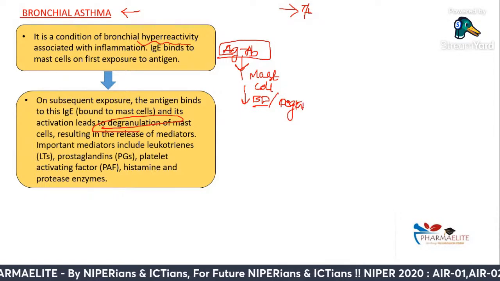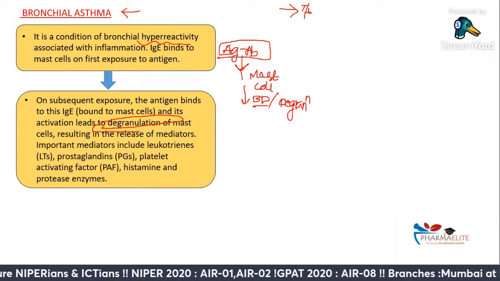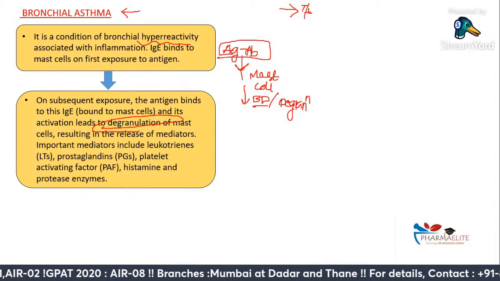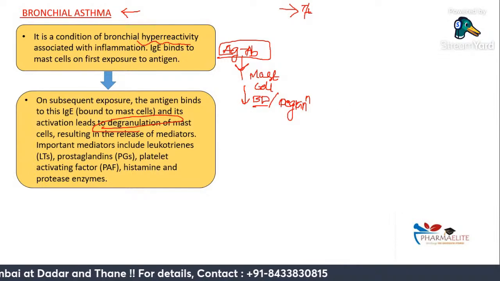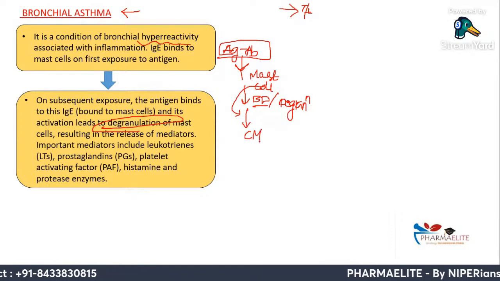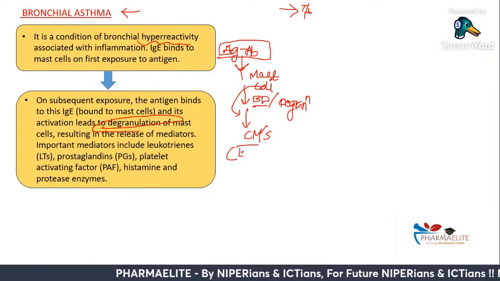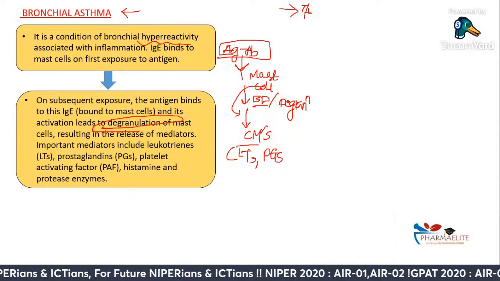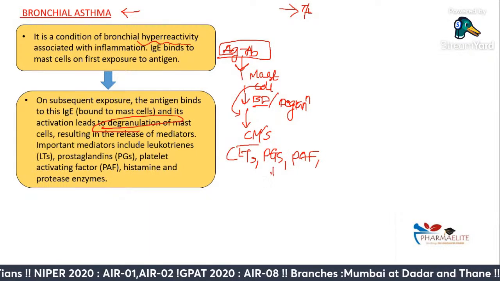in that case it's as always: whenever any cell breaks, all the ingredients of the cell come out. Right Vaishnavi, Saurabh, Javed, Viraj, am I correct? So as soon as the mast cell breaks down, all the chemical ingredients of the mast cell will come out. Now those chemical mediators which were present in the mast cell were of different types. A few chemical mediators in the mast cell were leukotrienes, a few were prostaglandins, a few were platelet activating factors. You also had your histamine and protease enzyme.